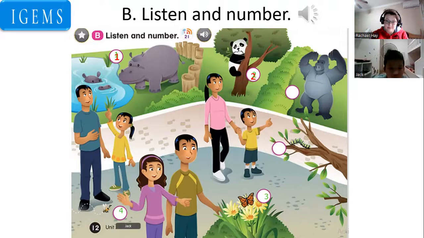Five. Alex, look at that gorilla. It looks so strong. Wow, it does look strong. Six. What's that? Where? That little green thing on the tree. Oh, that's a caterpillar. First it's a caterpillar, then it's a butterfly. Can it learn to fly? That's right.